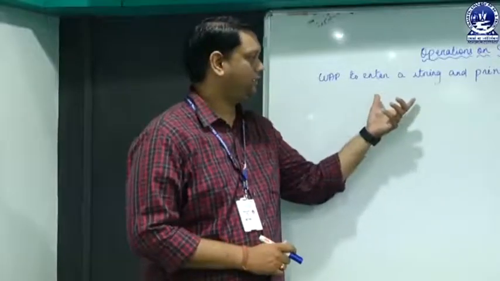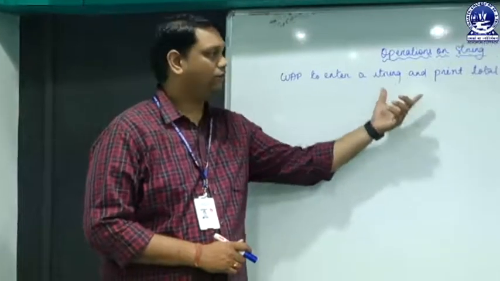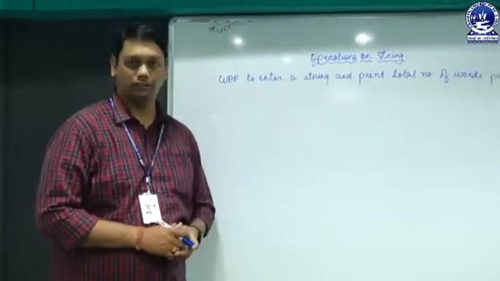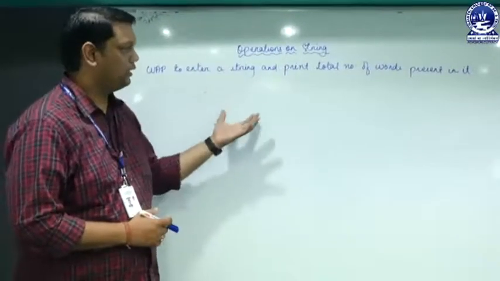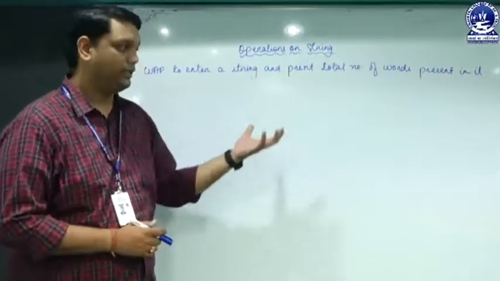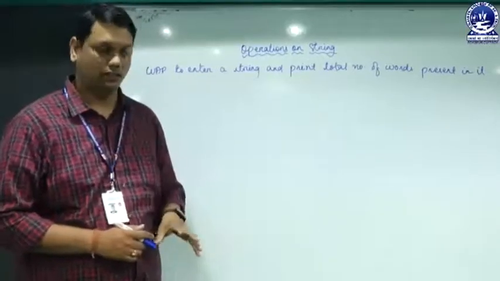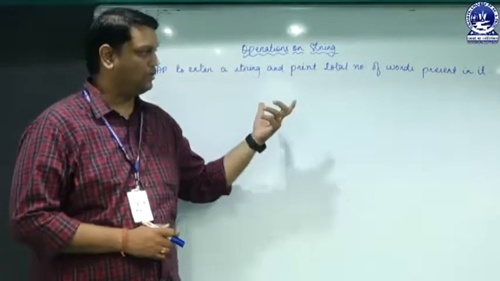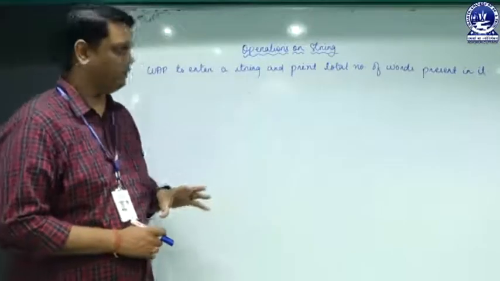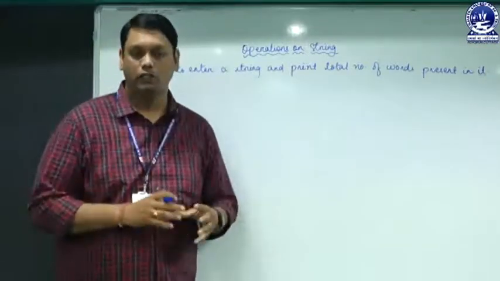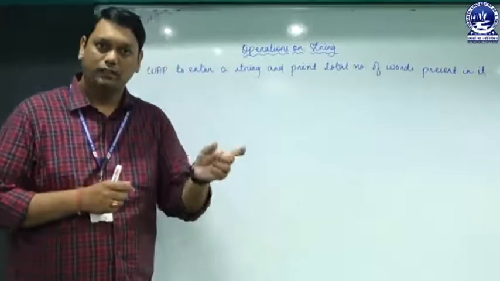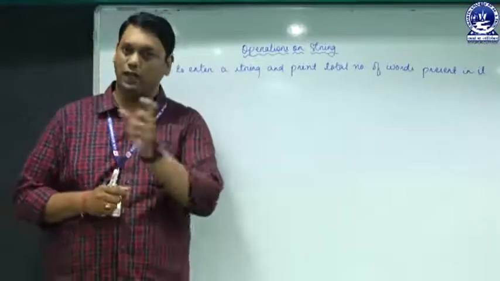Now we will take another example. We have to enter a string and we have to print the total number of words present in it. So we have to take a sentence and we have to see whether the program is calculating the total number of words present in it. So before moving on to the program, we need to have a logic over here. Let's say I have written I love India. So I love India is having 3 words, that is I, love and India.